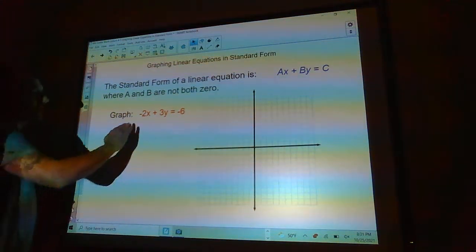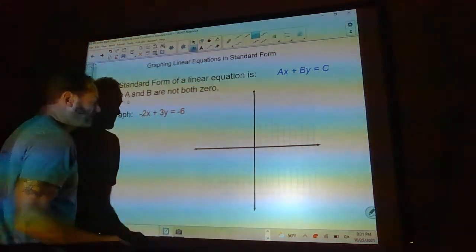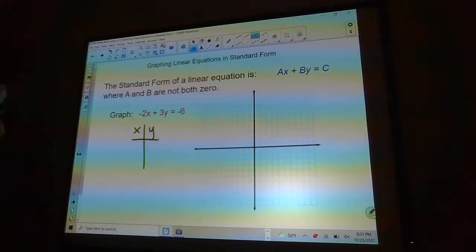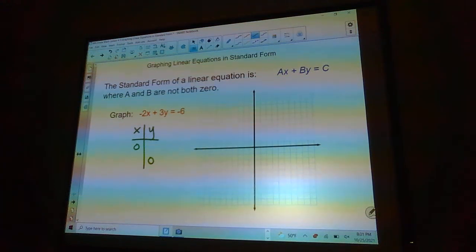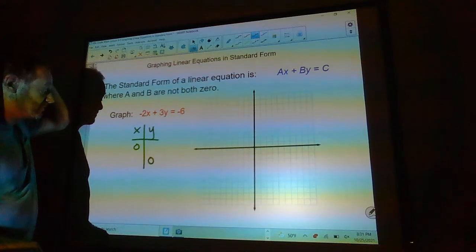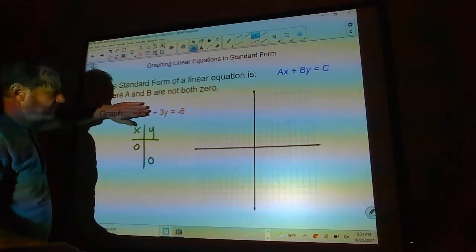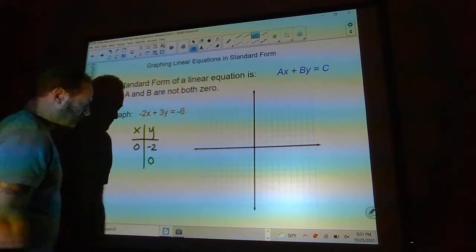Okay, so here's an equation, negative 2x plus 3y equals negative 6. Now, there's a very easy way to graph these lines, and it's by making a table and finding the x and the y-intercepts. So you make a table like this, you put a 0 here and a 0 here. And then you plug the 0 in for x, which makes this go away, because negative 2 times 0 is 0. Then you just have to solve this. 3y equals negative 6, so you divide both sides by 3 and you get negative 2, which is going to go right there.